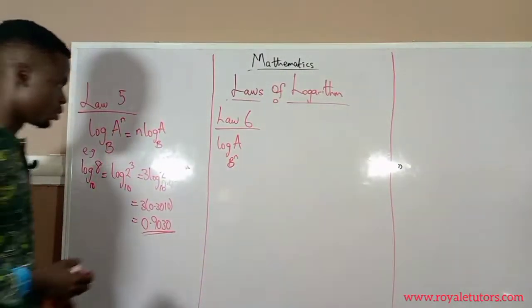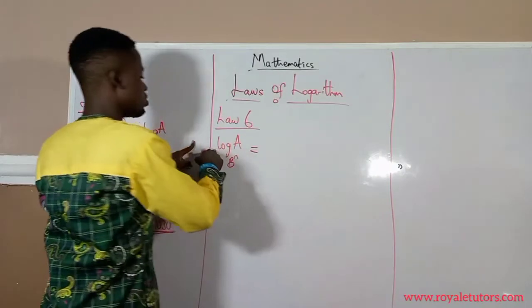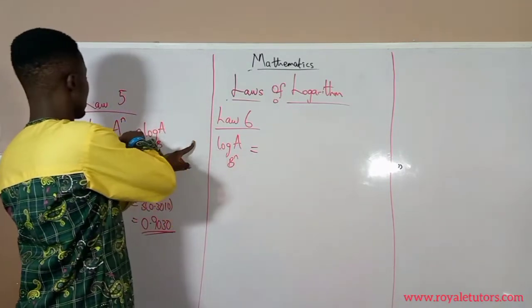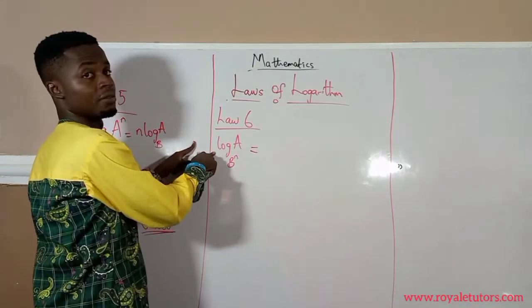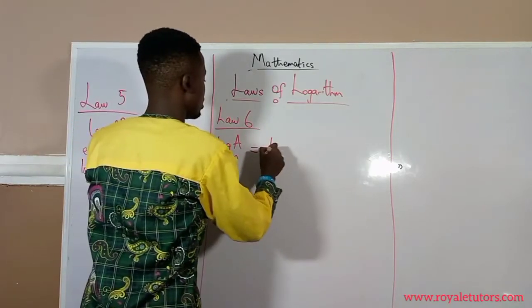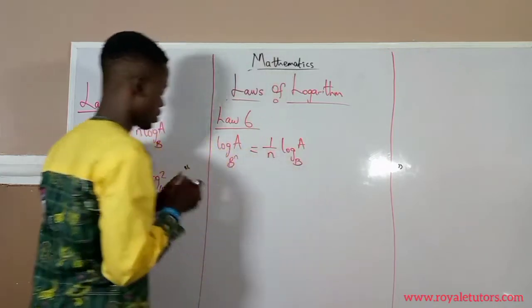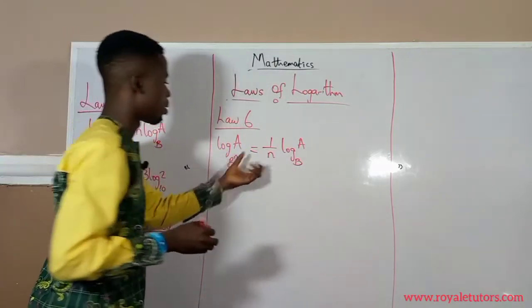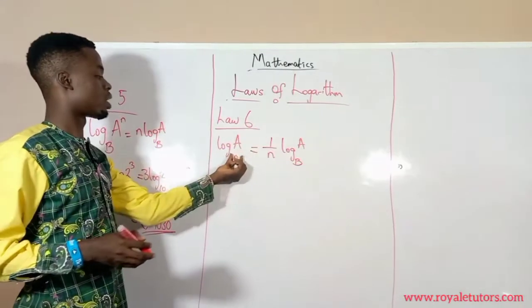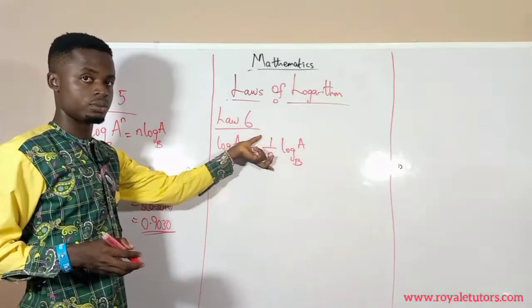What do we do? Okay, you transfer this power to the back, but instead of it standing above, it's going to be under a fraction. It's going to be 1 over n log a base b. Whenever it is the base that is carrying the power, by the time it comes here, it is the reciprocal of the power that will be at the back of the logarithm.